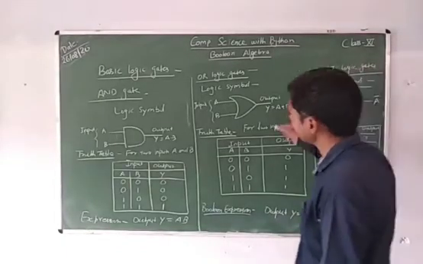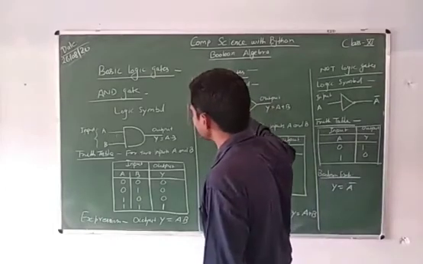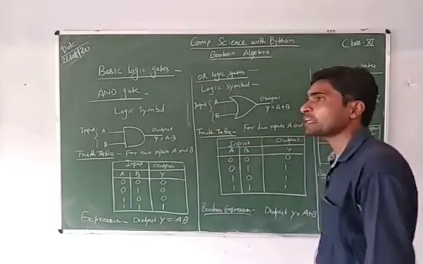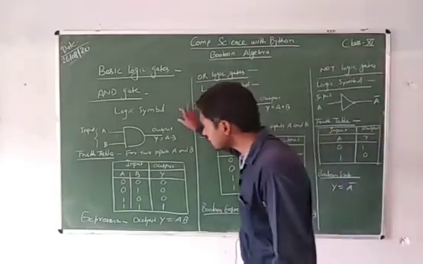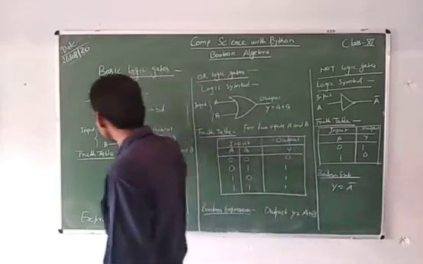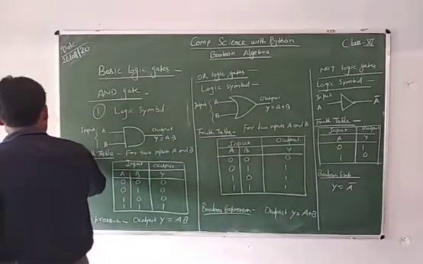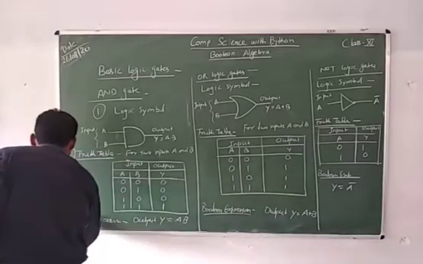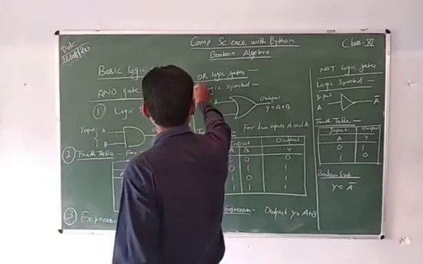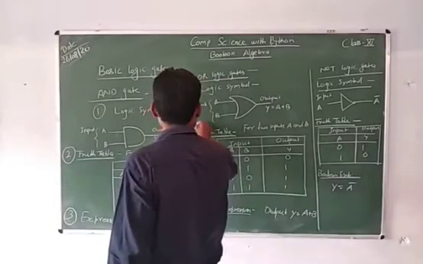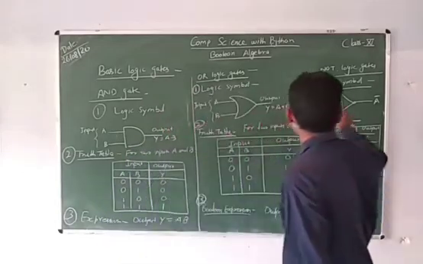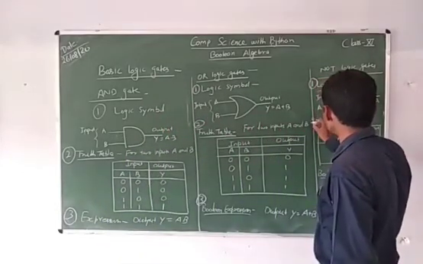Students, to understand the properties, working function and behavior of basic logic gates, we will study 3 points: logic symbol, truth table and Boolean expression. First logic symbol, second truth table and third the Boolean expression. Definition I have told you, so I am not including the definition part in this. Mention 3 points in all.